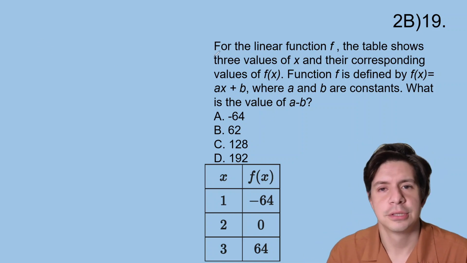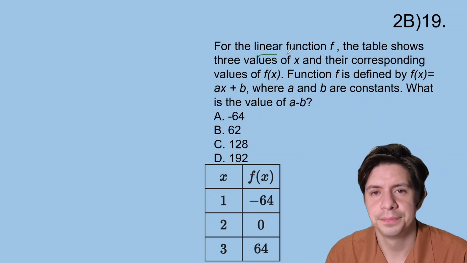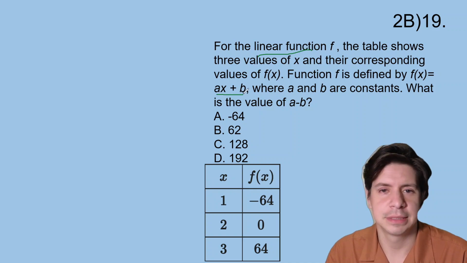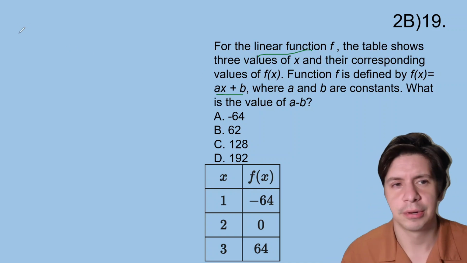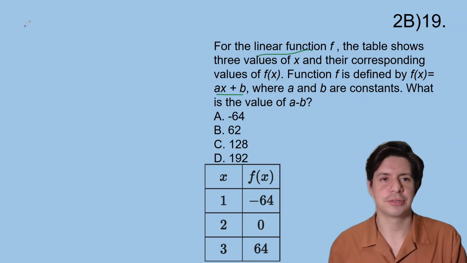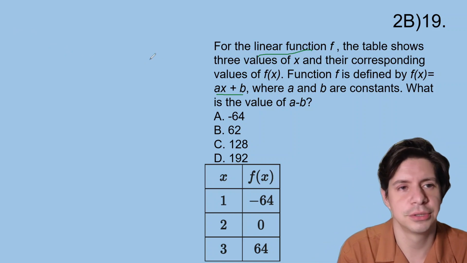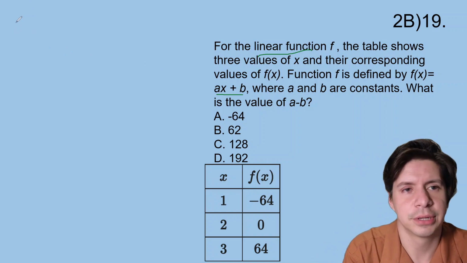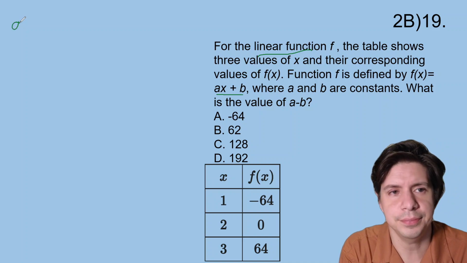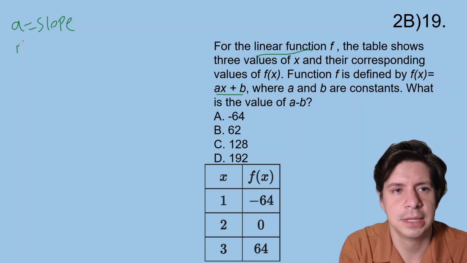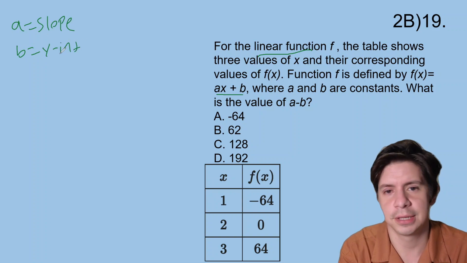Okay, so it tells us it's a linear function, which is great. And it says it here, right? Because it's ax plus b, there's no square roots or squares or exponents. So a is the slope, because it's being multiplied by the x. And b is the y-intercept, because it's on its own, being added or subtracted from it.